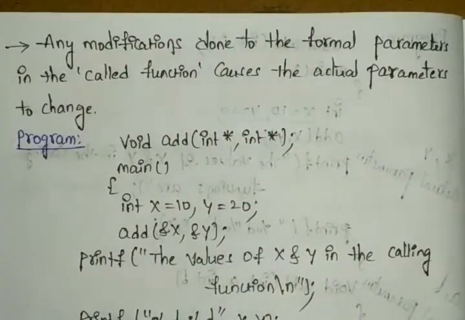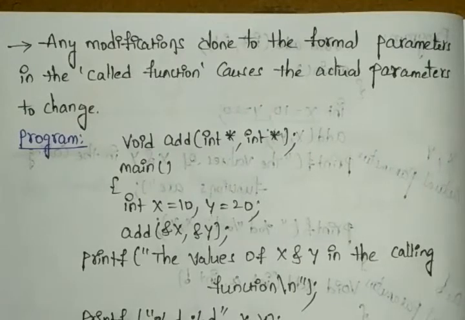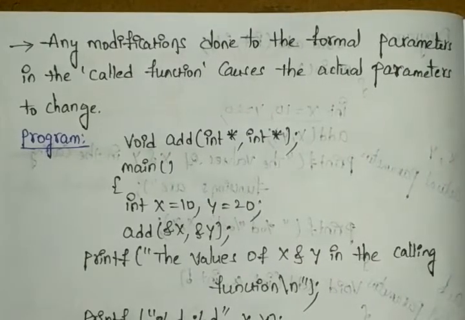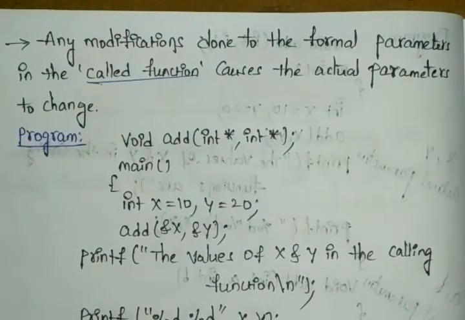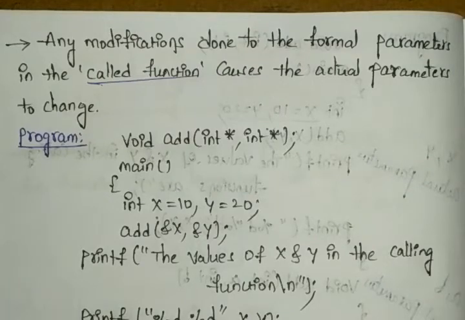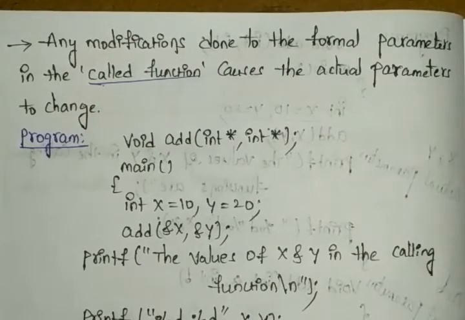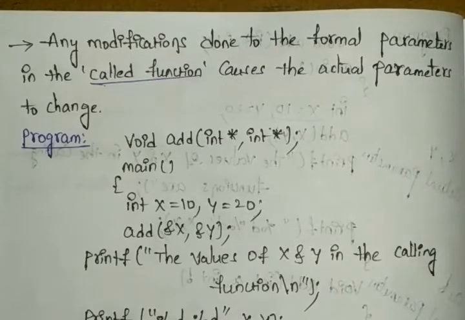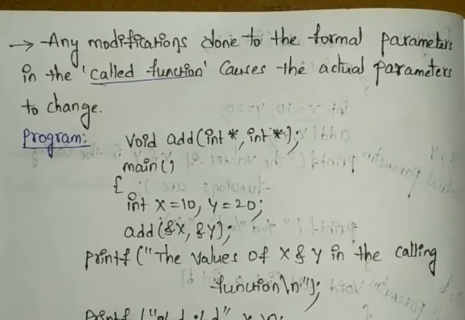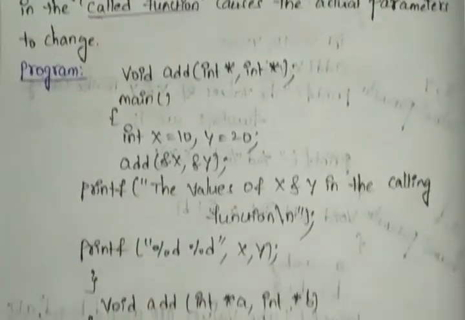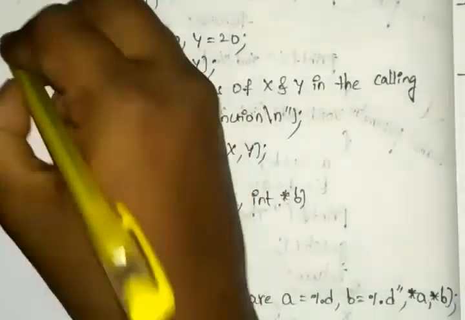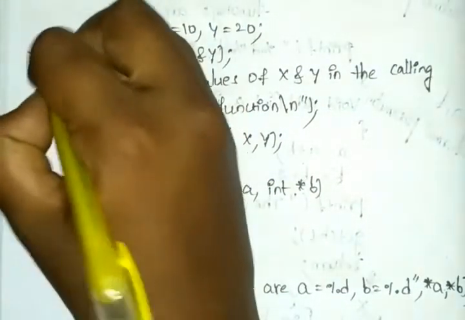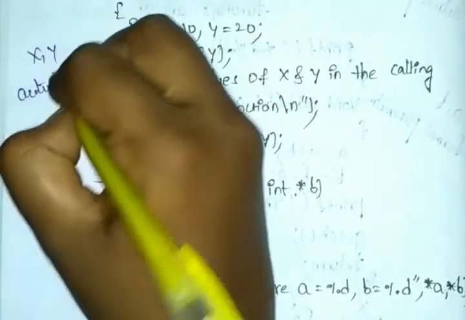If you did modifications to the formal parameters, those are performed in our called function. In call by value, the actual parameters remain constant. But in call by reference, the actual parameters also change their values. Whatever we have here, we are also writing as a program. This is similar. X and Y are our actual parameters.